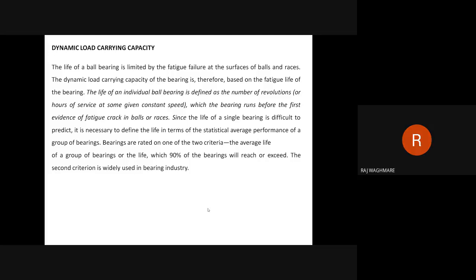Since the life of a single bearing is difficult to predict, it is necessary to define the life in terms of the statistical average performance of a group of bearings. Bearings are rated on one of two criteria. First, the average life of a group of bearings, or second, the life which 90% of the bearings will reach or exceed. The second criterion is widely used in the bearing industry.